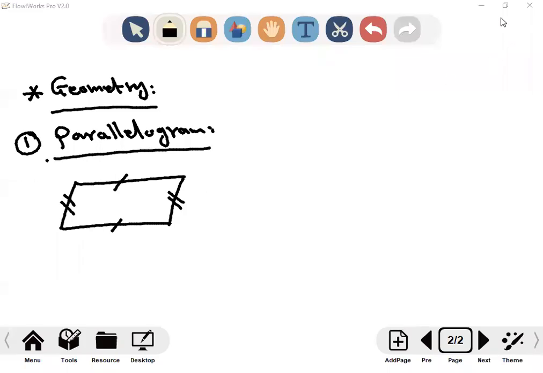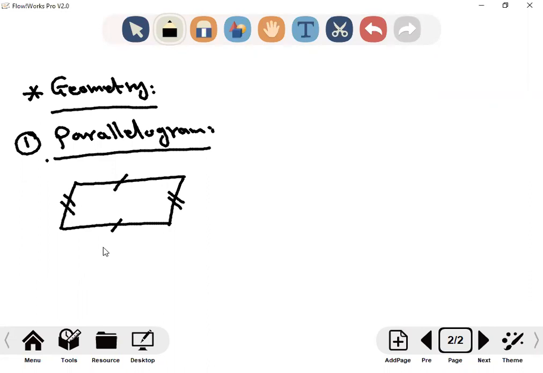Okay, so we start with the parallelogram, guys. We said each opposite sides are congruent. Congruent means they are equal in length and parallel also. So each opposite sides are congruent and parallel. And if you remember, guys, we talked, it has two dimensions.